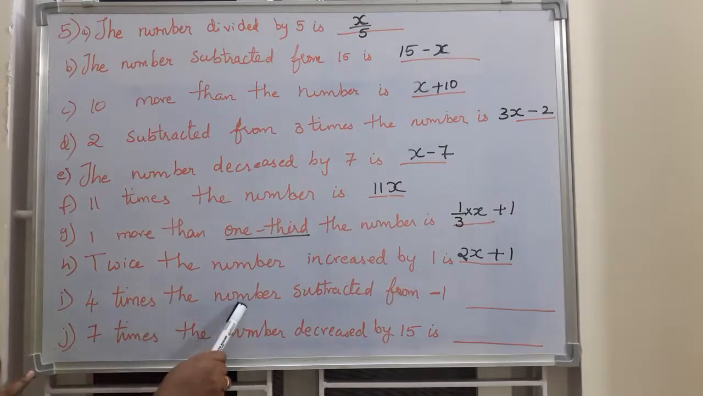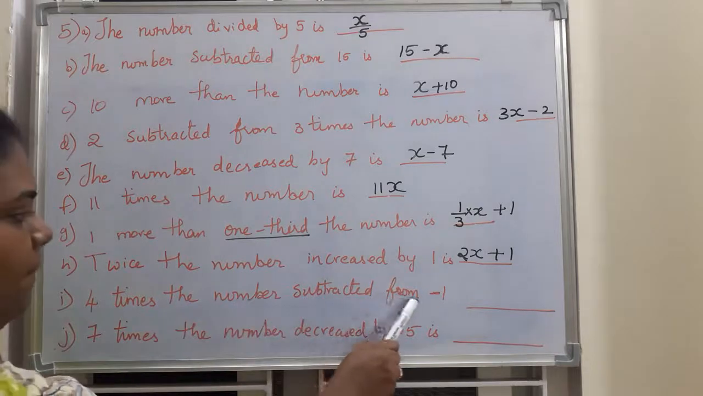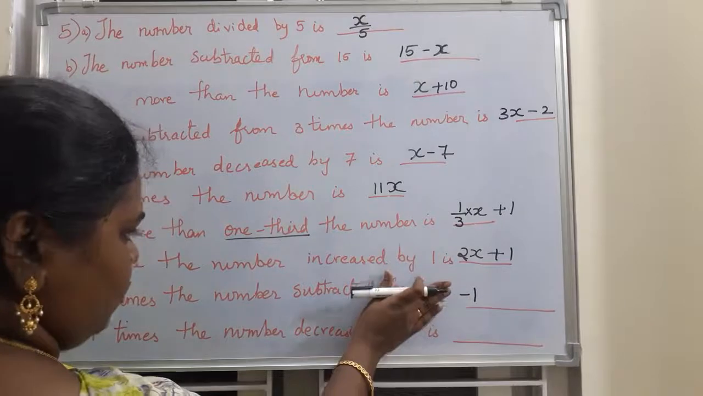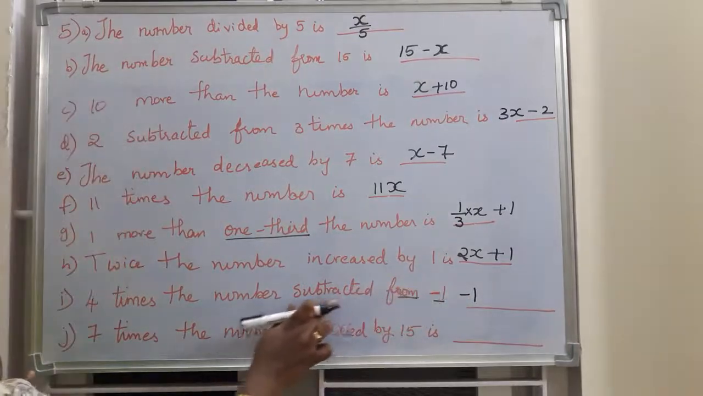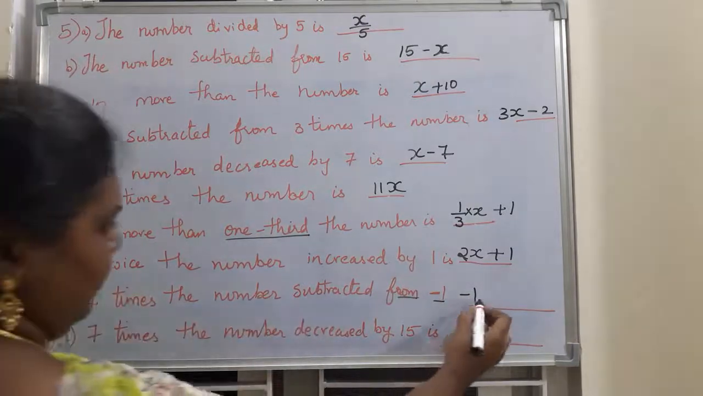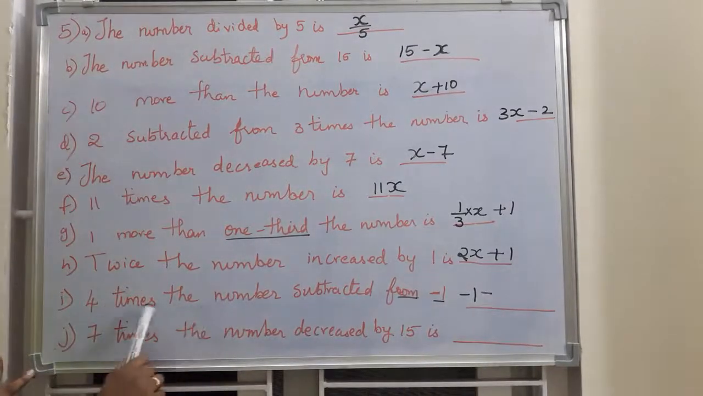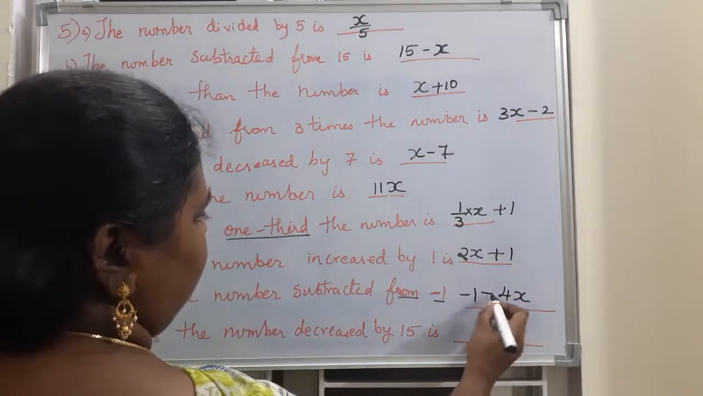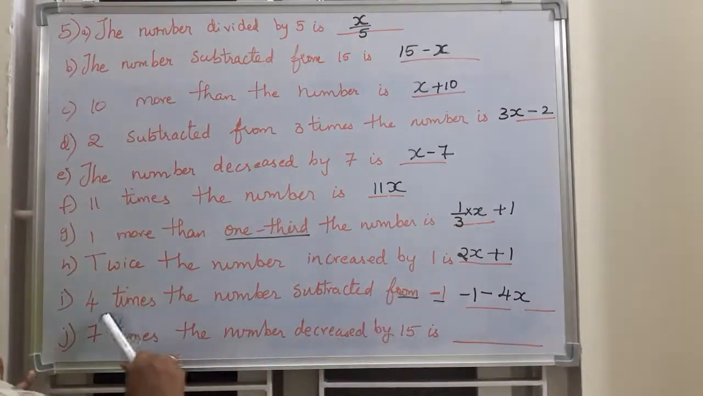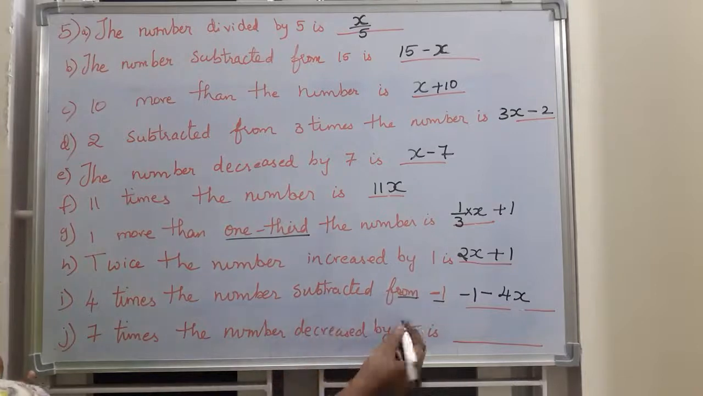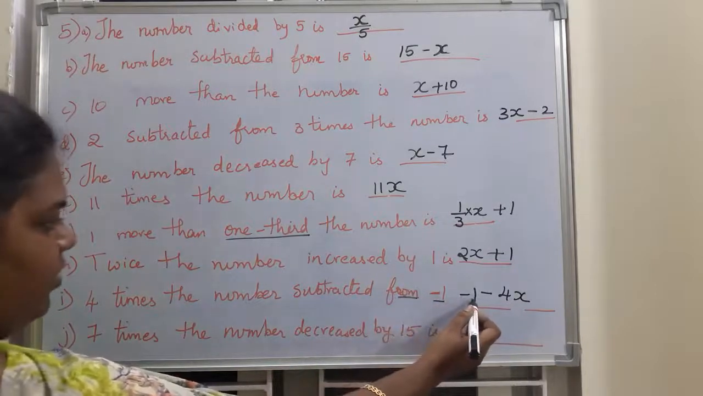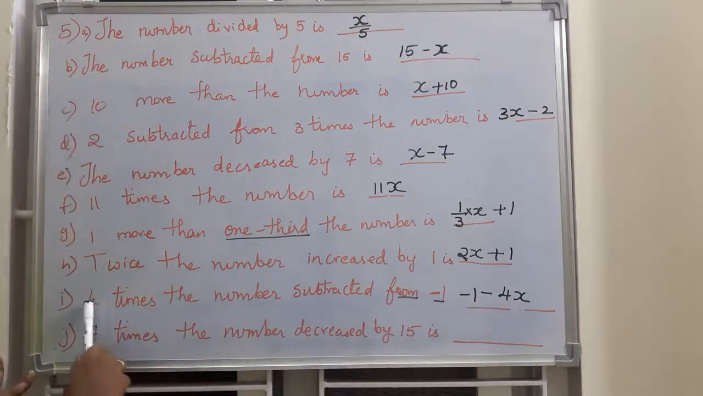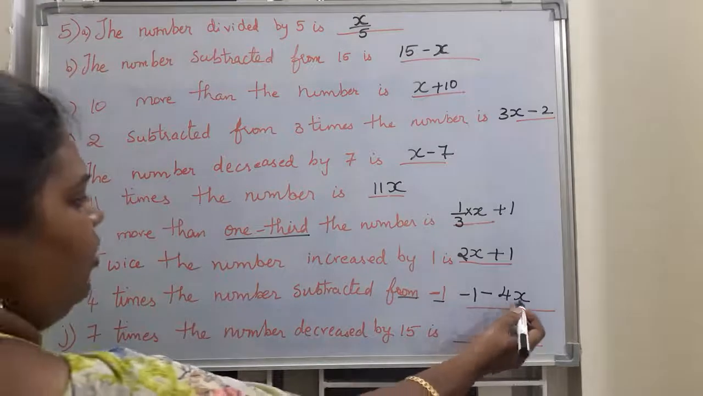Next, 4 times the number subtracted from minus 1. First you have to write minus 1. This is over. What do you have to subtract? 4 times the number, which is 4x. Listen once again: this thing is subtracted from minus 1. From minus 1 means minus 1 first, then the subtraction symbol, and 4 times the number means 4 into x.